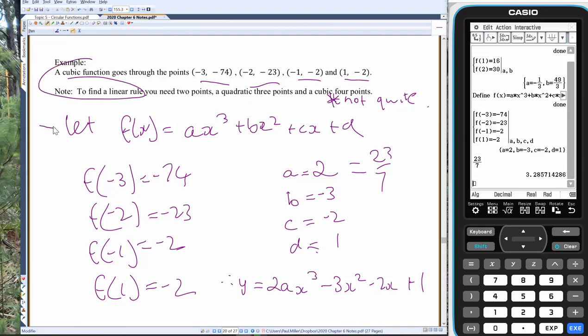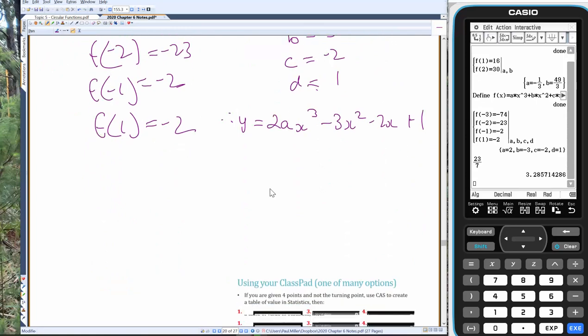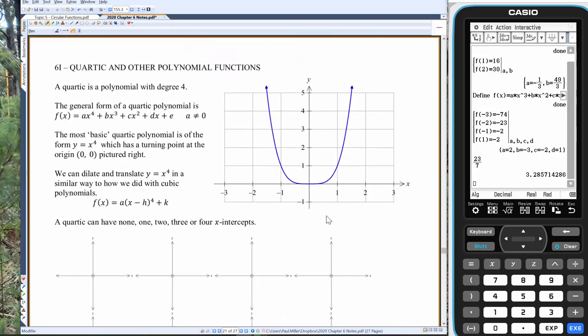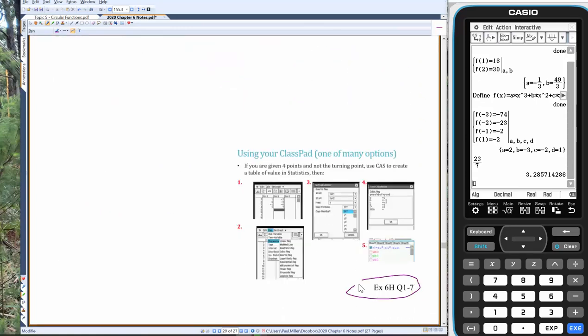So this is your go-to. This method here is absolutely the one that you want to use. All right, so homework is 6H, 1 to 7.